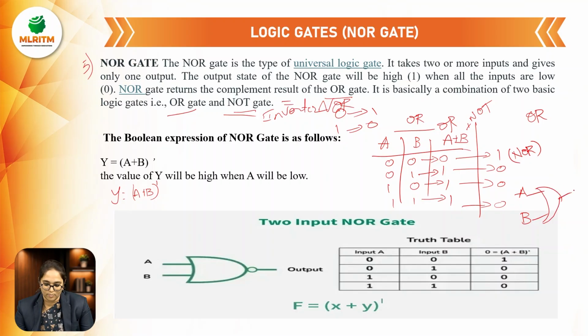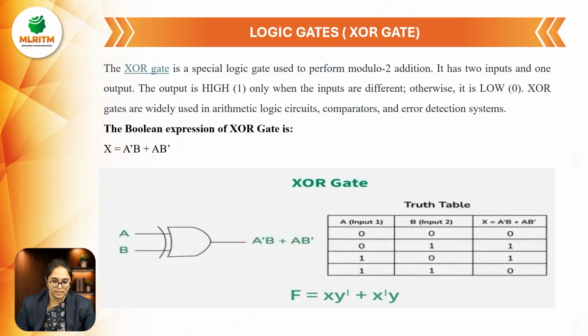So sorry, this is a symbolic representation. So F is equals to A plus B is an OR gate, and you are applying a NOT gate, then it will become A plus B bar. And next gate is nothing but an exclusive OR gate. Exclusive OR gate is the sixth logical gate.